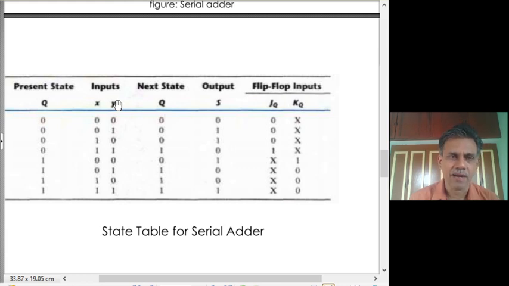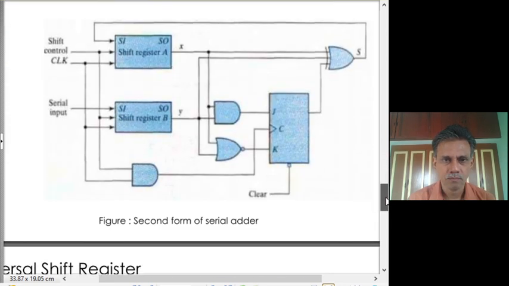Again, they can take any possible values, so there are 8 possible combinations. For each of these combinations, we find what should be the sum output and what should be the carry output. The carry output is stored in this JK flip-flop, so that forms the next state, that is the Q plus of the JK flip-flop. Okay, the next state to be stored.